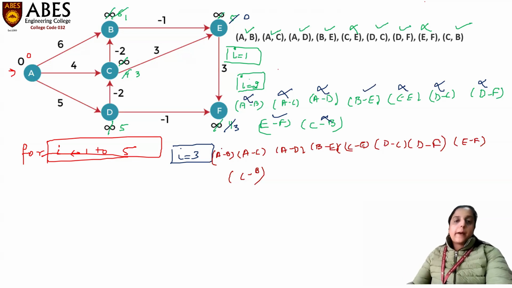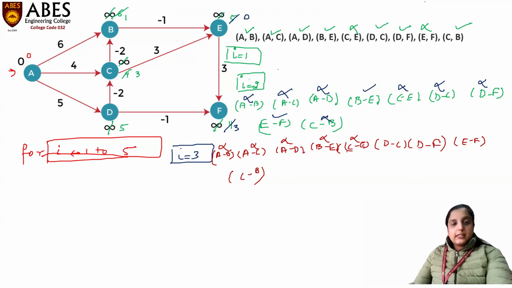Let's do that. Yeah, AB. AB 0 plus 6. 6 is not less than 1, so we'll not do this. AC is 0 plus 4. 4, no, will not do this. AD, 0 plus 5, no. Next is BE. BE, that is 1 minus 1, already done. CE, 3 plus 3, no, will not do any updation.